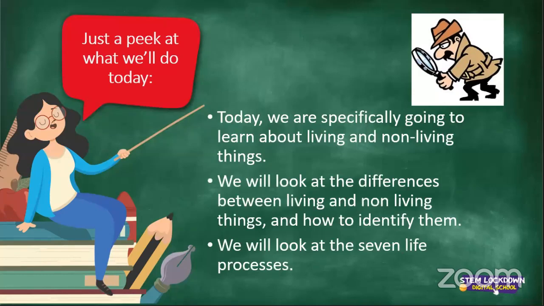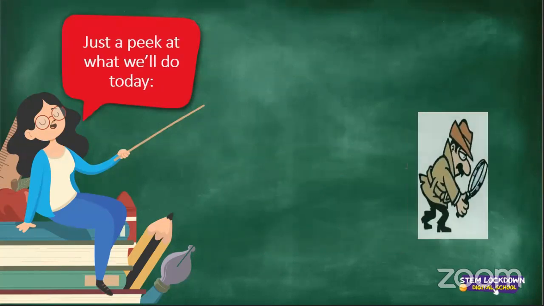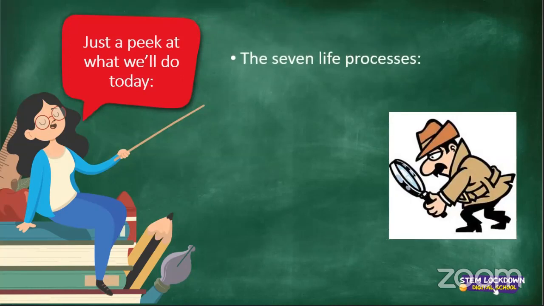And then we are going to look at the 7 life processes. I'm going to name the 7 life processes to you. If you don't understand all of them, that's fine. It's just to give you a peek at what we are going to do today. The first thing we will look at is movement. When we look at these 7 processes, it is all things pertaining to life. All things that are alive have to be able to do all of these 7 things for them to be classified as something that's living. So it's like a checklist.